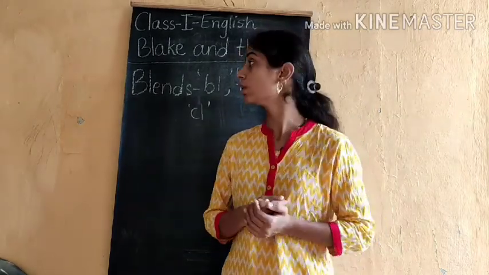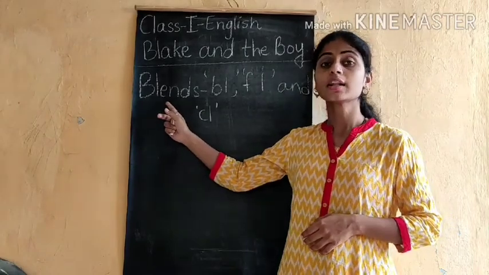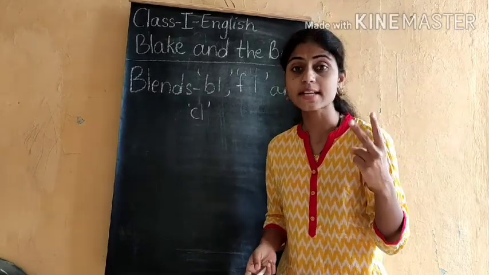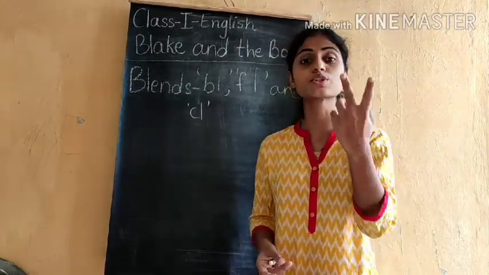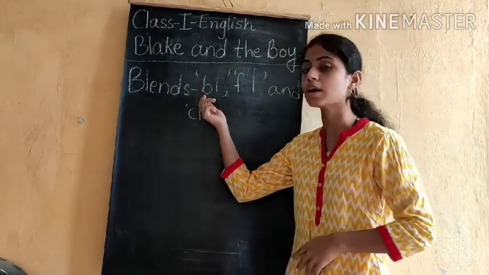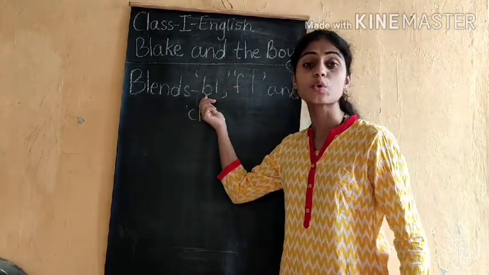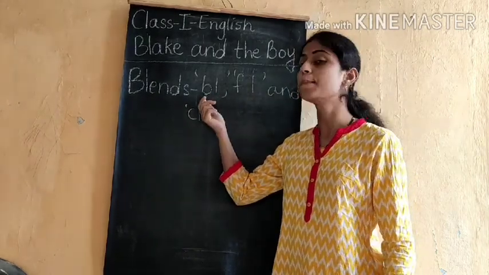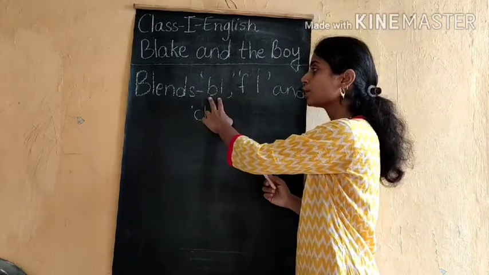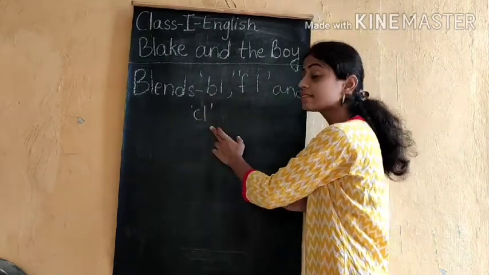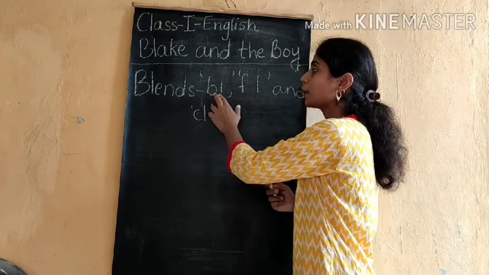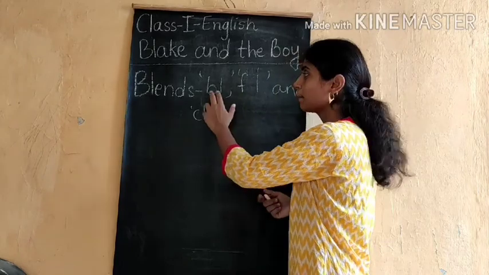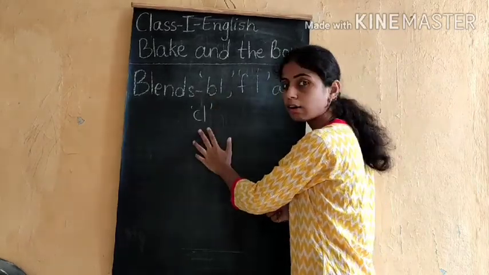So today we are going to learn about blends. What are blends? Blends are nothing but mixing of 2 consonant sounds or 2 consonant alphabets which make one sound. For example, b gives the sound of b, and l gives l: blur. So we are going to study BL, FL and CL blends today. Like blur, flur and clur.